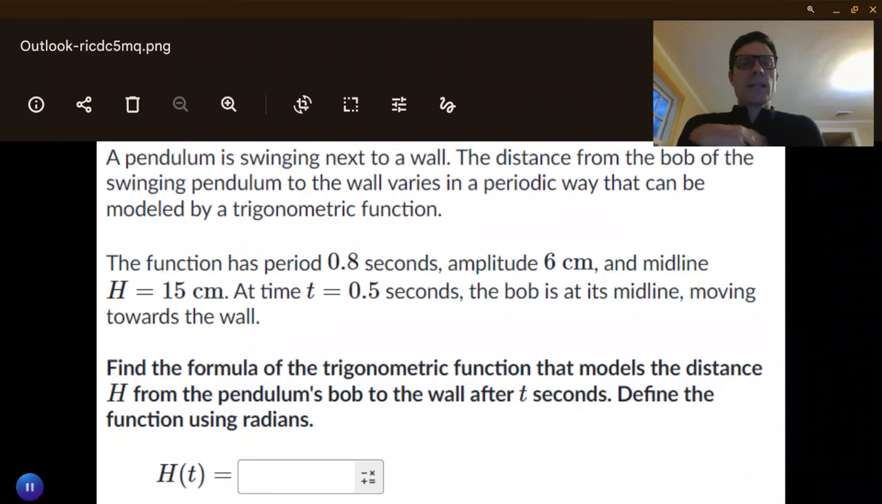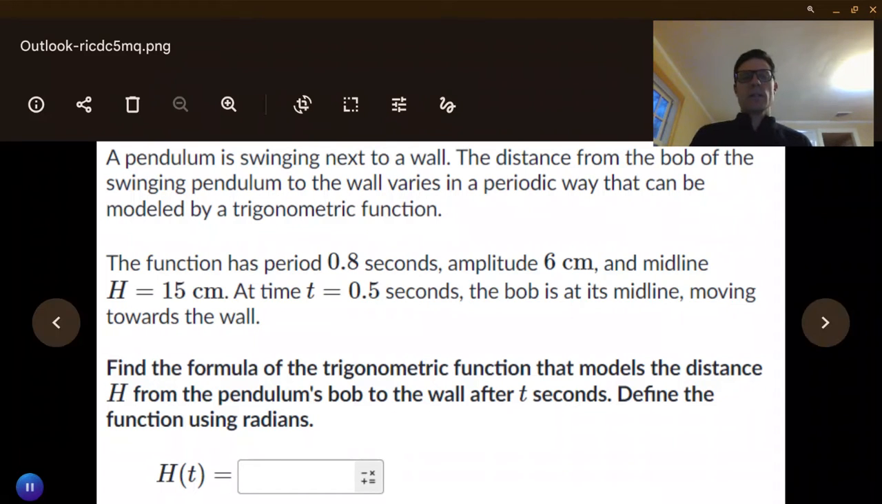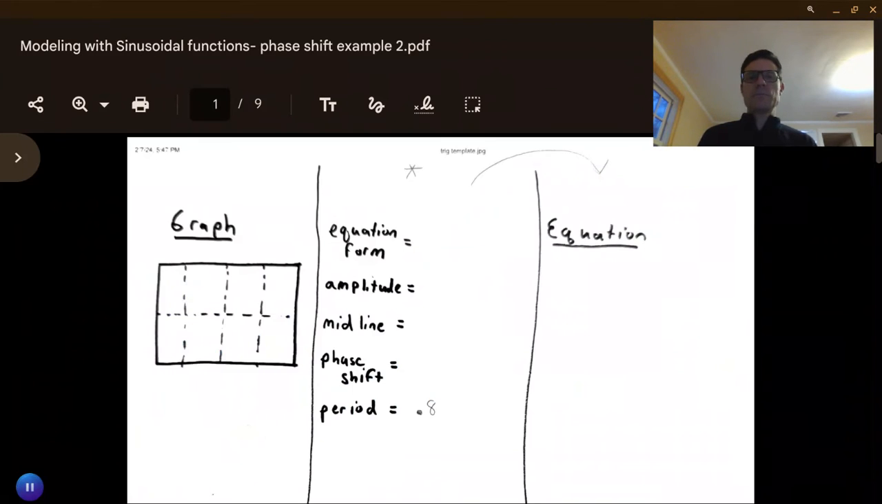Okay. We get all these details about the function. It has a period of 0.8 seconds, an amplitude of 6, a midline at 15 centimeters, and at time t equals 0.5 seconds, the bob, here my finger, is at its midline, right? So it'd be halfway between its max and its min, moving towards the wall. So it's at its midline and it's coming towards the wall. So we need to figure out how to put all this together, and we can again use the little piece of paper that I gave you, the little template.